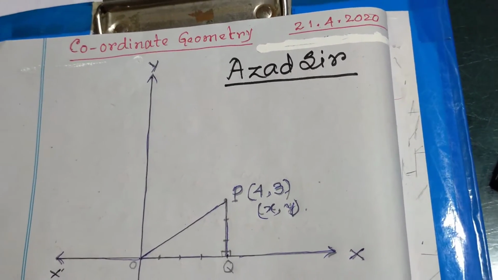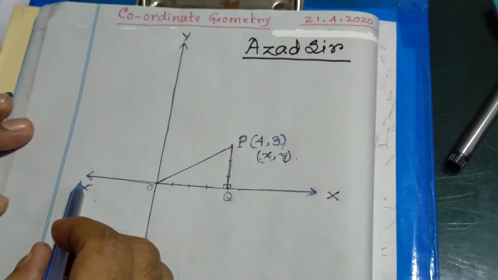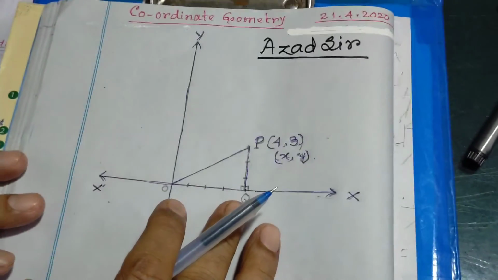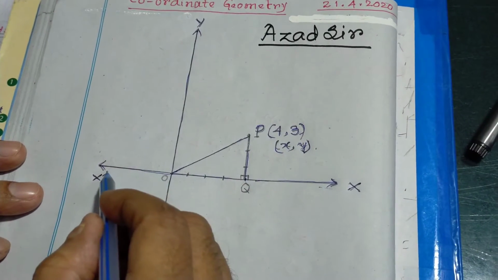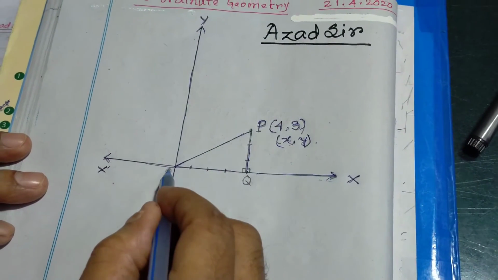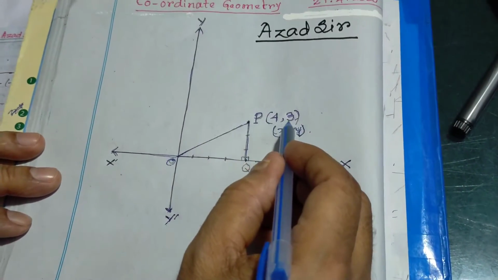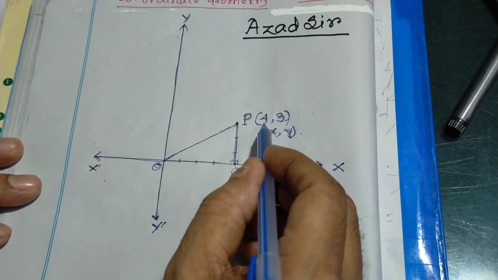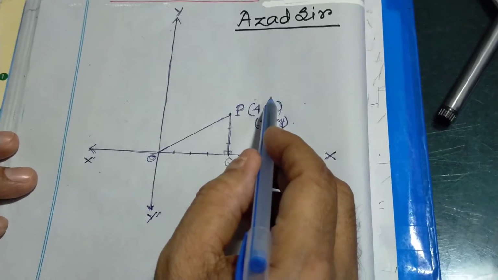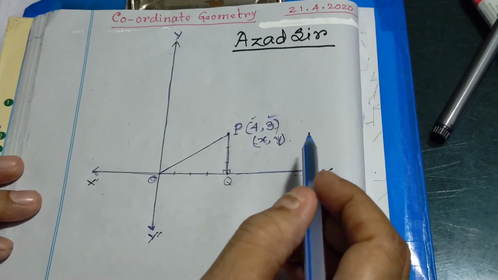I want to discuss the first formula of coordinate geometry. Suppose this is a graphical representation of a plane surface. So here x and x dash is the x axis and y o y dash is the y axis. Suppose a point is here. The coordinate of the point is 4, 3. Actually, that point we represent as x, y. The first one is x coordinate and the second one is y coordinate. Or the first one is called abscissa, the second one is called ordinate.